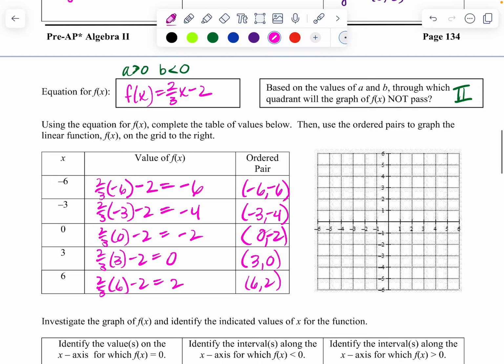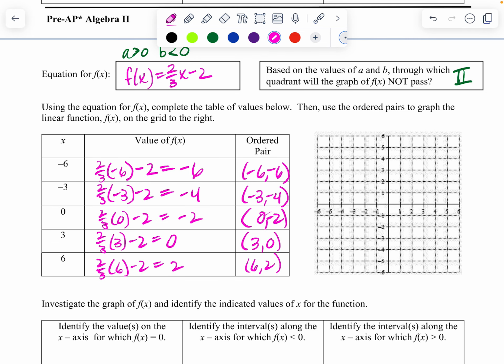All right, so we now should be able to graph these ordered pairs. Negative 6, negative 6, negative 3, negative 4, 0, negative 2, 3, 0, 6, 2. And now we connect them because this is a linear function. It's not just those pairs. It's all the pairs in between them.